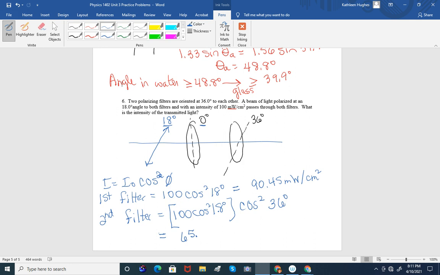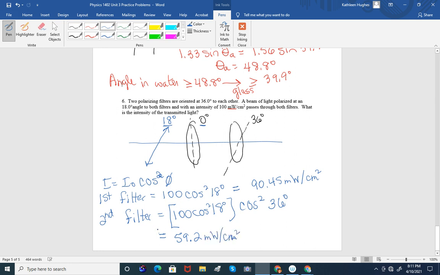100 cosine 18, and that gives us a 90.45 times cosine 36, and I get 59.2. I'm glad I remembered the correct answer. I just had typed it in on my calculator. So 59.2 milliwatts per centimeter squared.